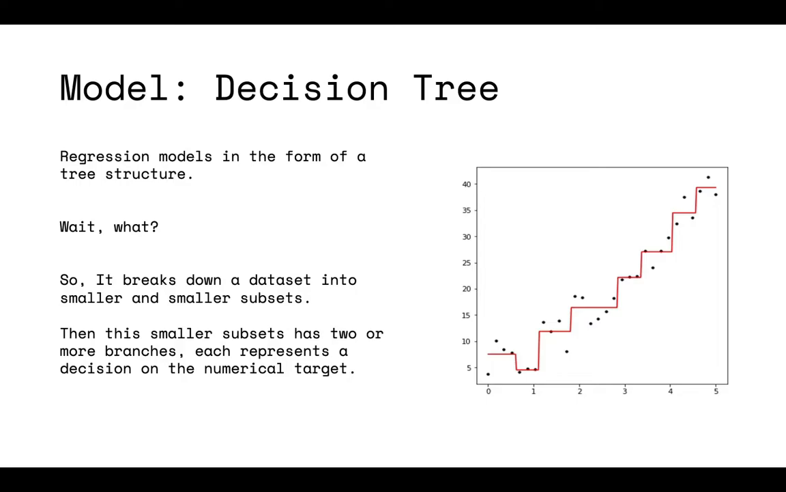Why do we call it a tree? Because it is divided into subsets, and it looks like a tree here. So like this one, the data belongs to this line, this data belongs to this line, and then we divide it again, and divide it again until we get the prediction, like in this graph here.